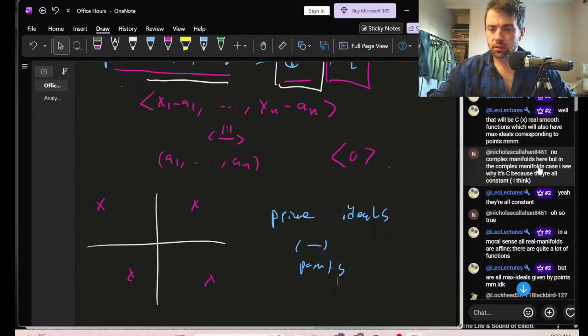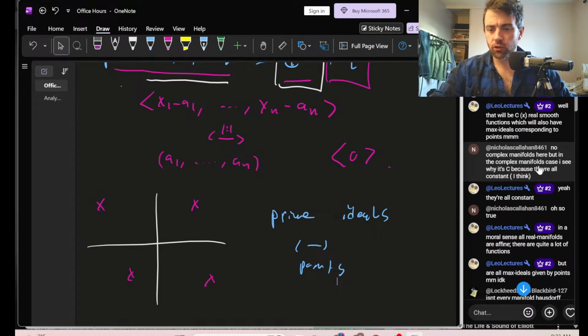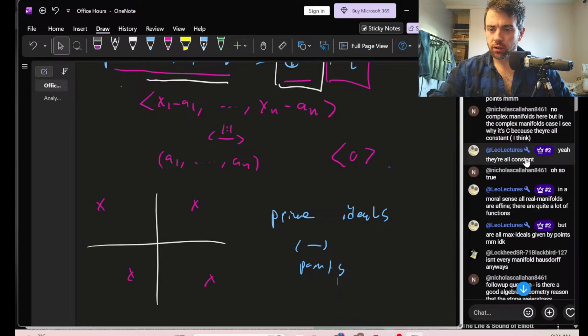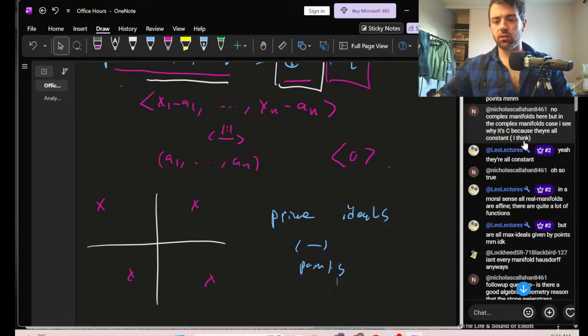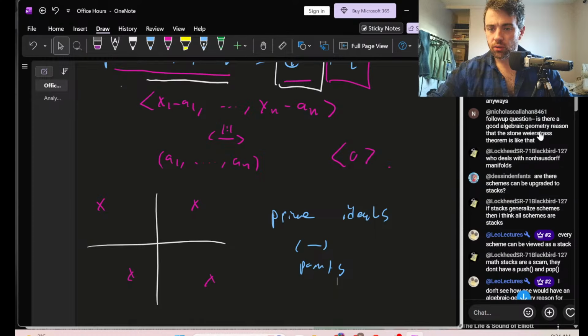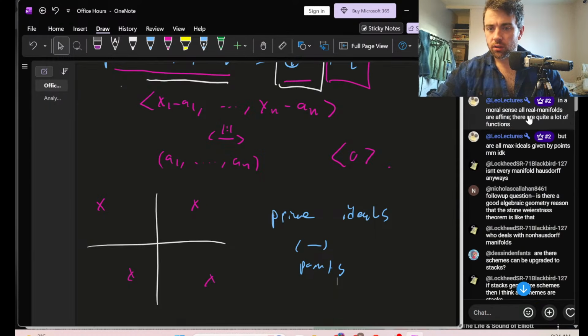Yeah, real manifolds, but we're allowing complex valued functions. No, that's false, Leo. All constant? I don't think that's true, because wait, didn't you say you aren't asking for complex differentiable? Oh, you do want complex manifolds. I'm confused. Yeah. Holomorphic on compact is all just constant.